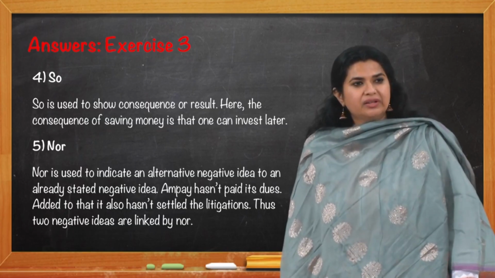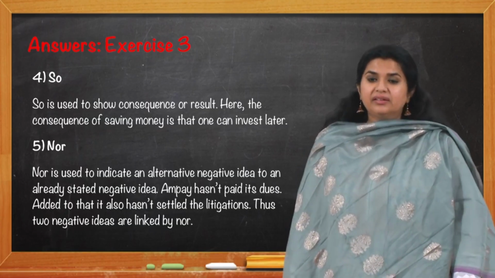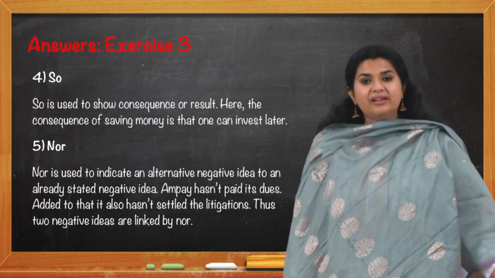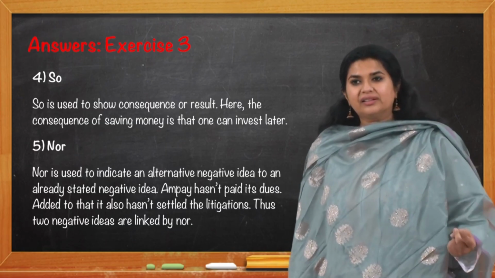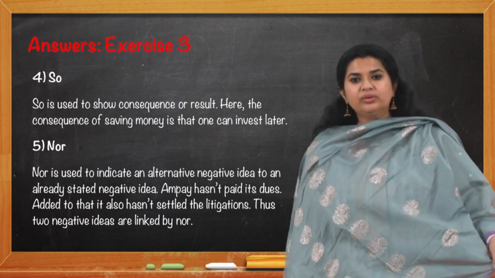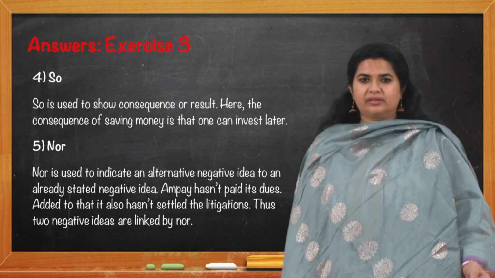Remember here what is the sense? MP hasn't paid its dues. Added to that, it also hasn't settled the litigations. Thus, two negatives are linked by nor.